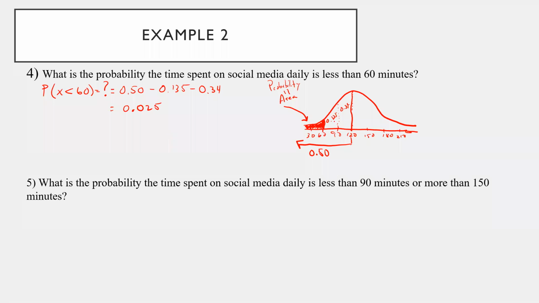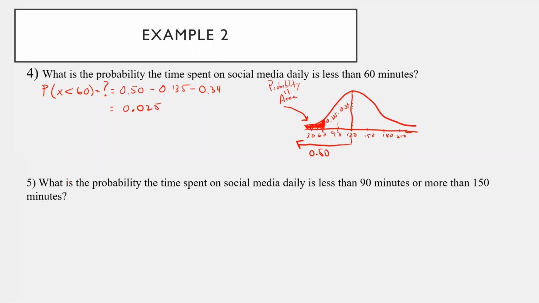Let's try another one. So how did I get the 0.50? The total area under the curve is 1. Because the curve is symmetric, that means half has to be below the mean and half has to be above the mean. That's just a property of the curve.